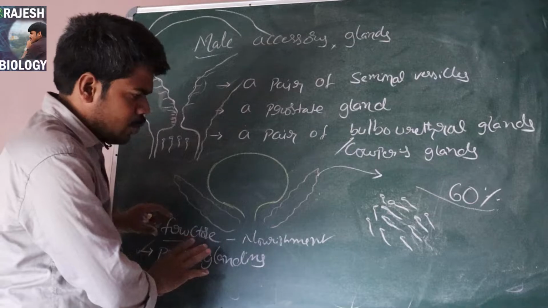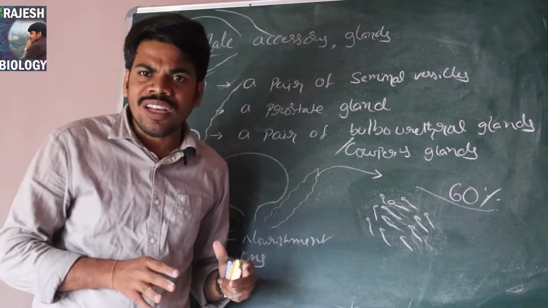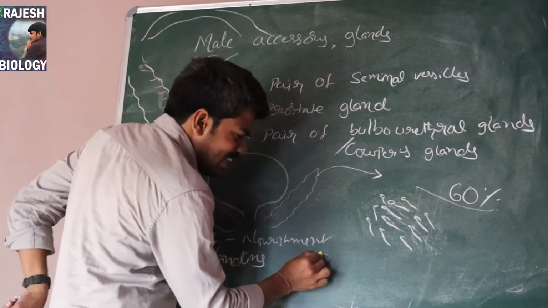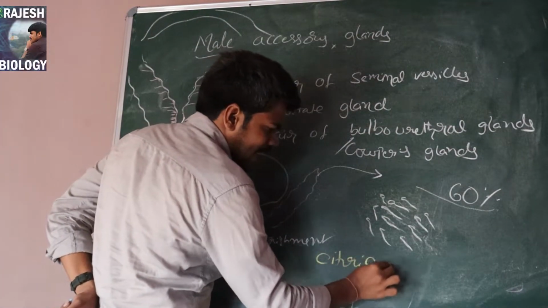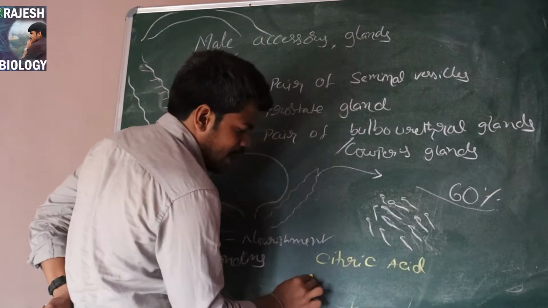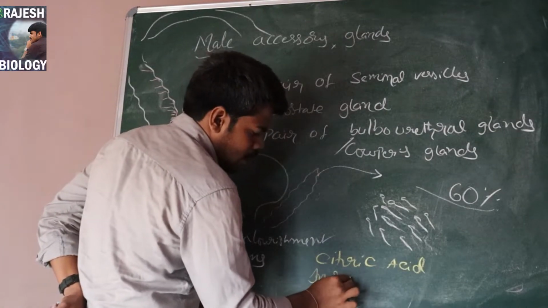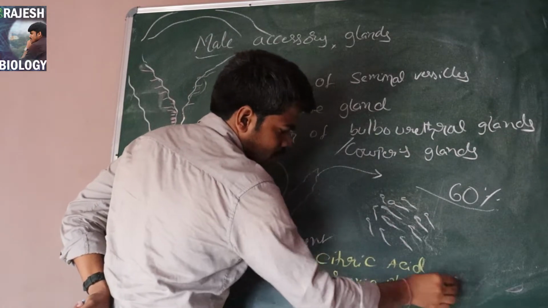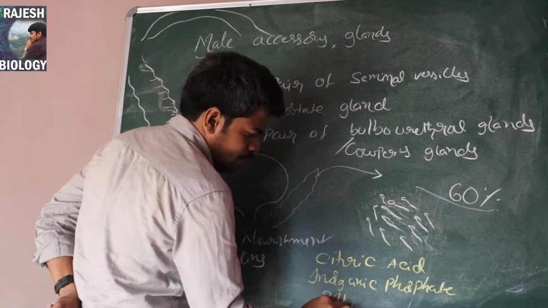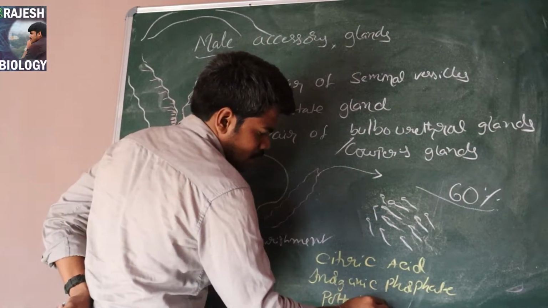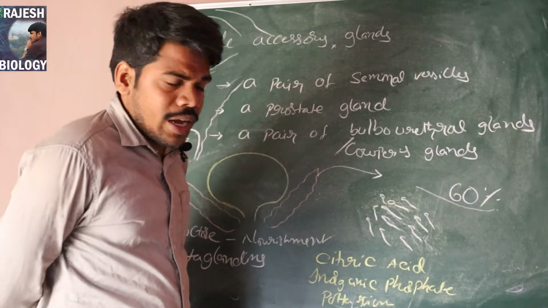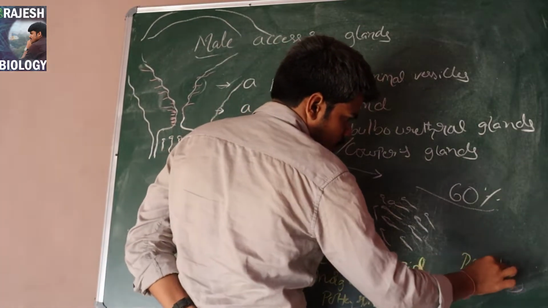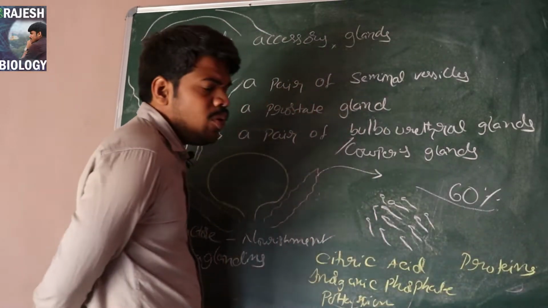Of course, not only these two, there are so many constituents in the seminal vesicle secretion. They are citric acid, inorganic phosphate, phosphorus, potassium, and of course some proteins are also present.